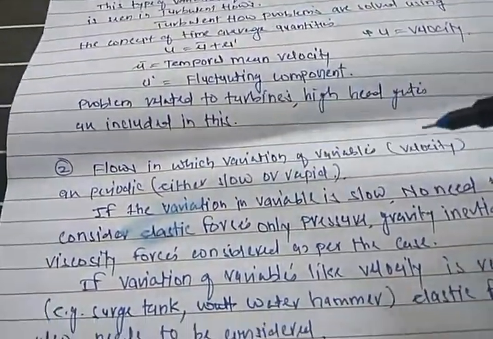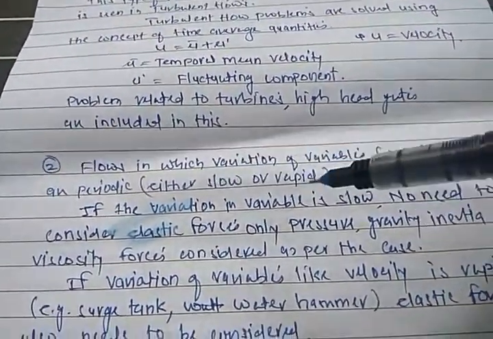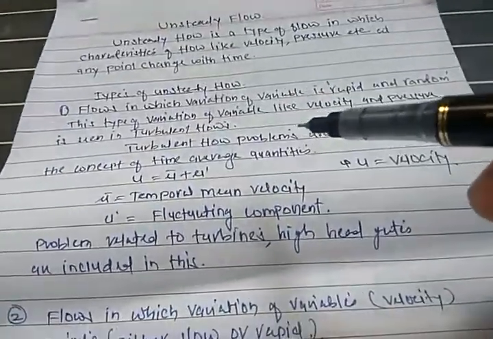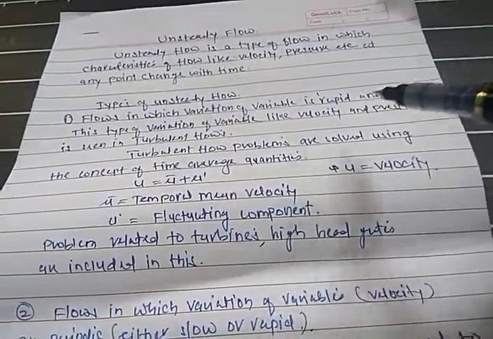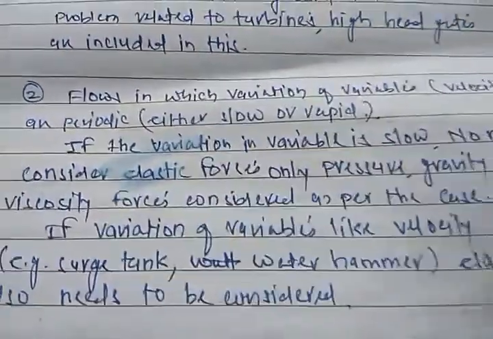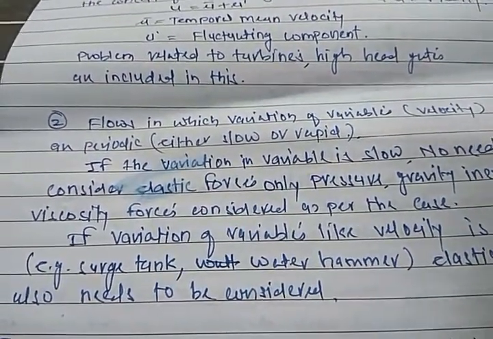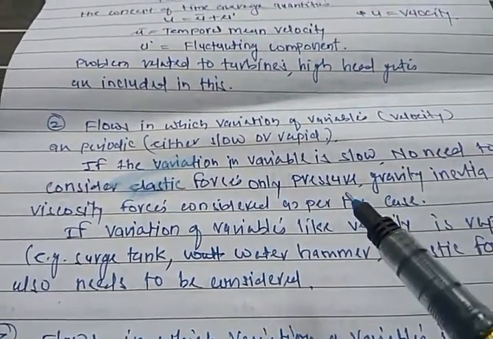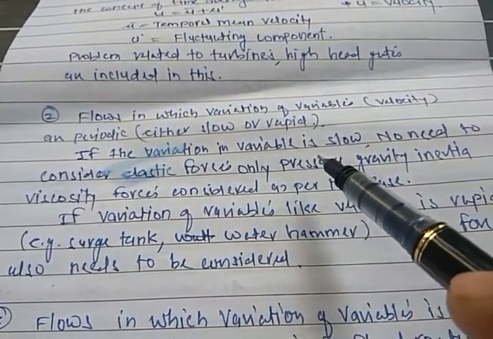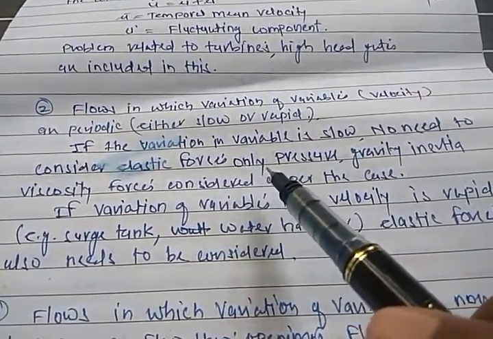Second, flows in which variation of variables like velocity is periodic, either slow or rapid. Here the variation of variables was rapid and random, here it is slow and periodic. Or just say periodic, either slow or rapid. When the variation of variable is slow, there is no need to consider elastic forces.